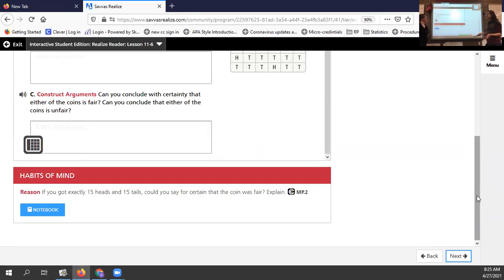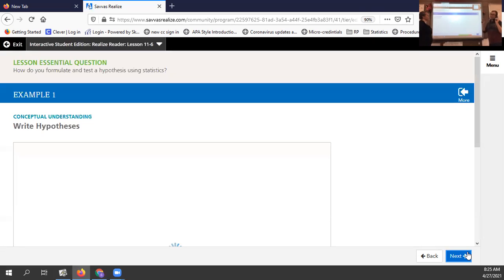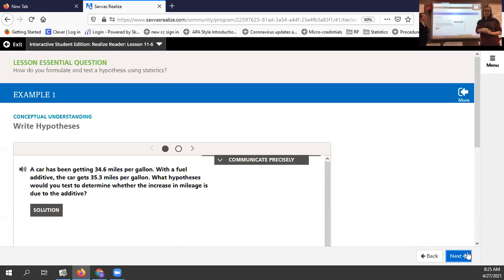If you got exactly 15 heads and exactly 15 tails, could you say for certain that the coin was fair? Well, certain is pretty certain. It's a hard barrier to cross, and so there still could be a little bit of error there. So we wouldn't want to say with 100%. I wish it was a calculation I could do. Oh, well, we probably won't get there in this lesson, but if you go on to take a full-blown statistics class, you will.